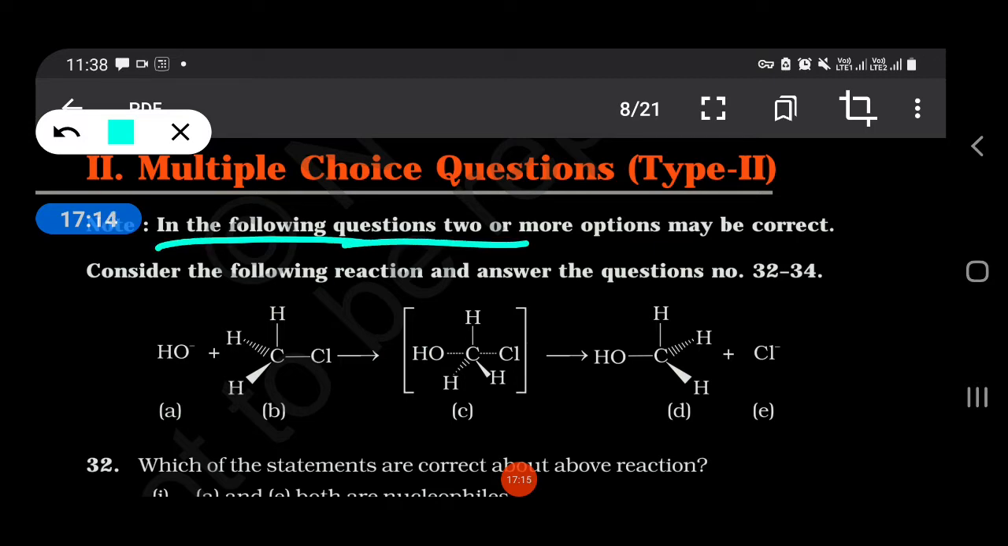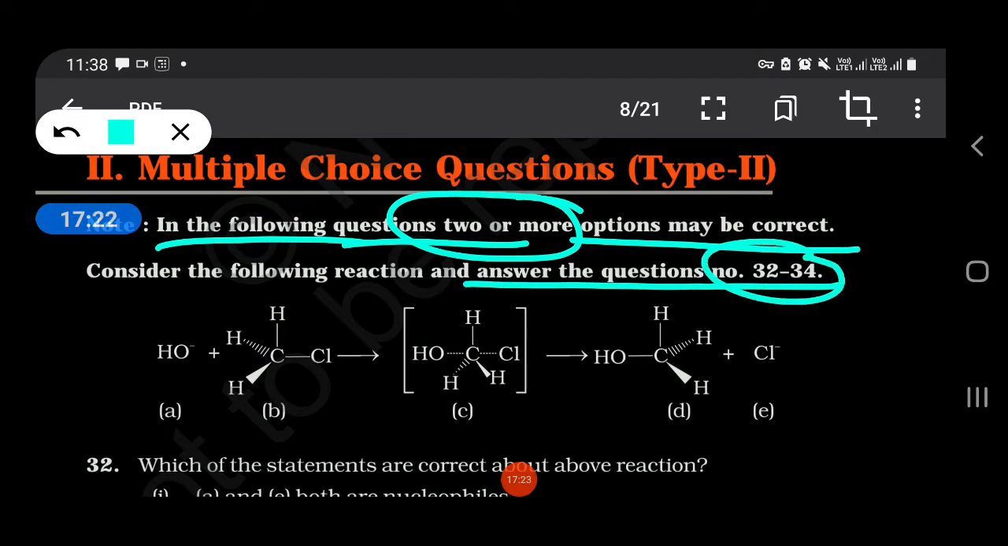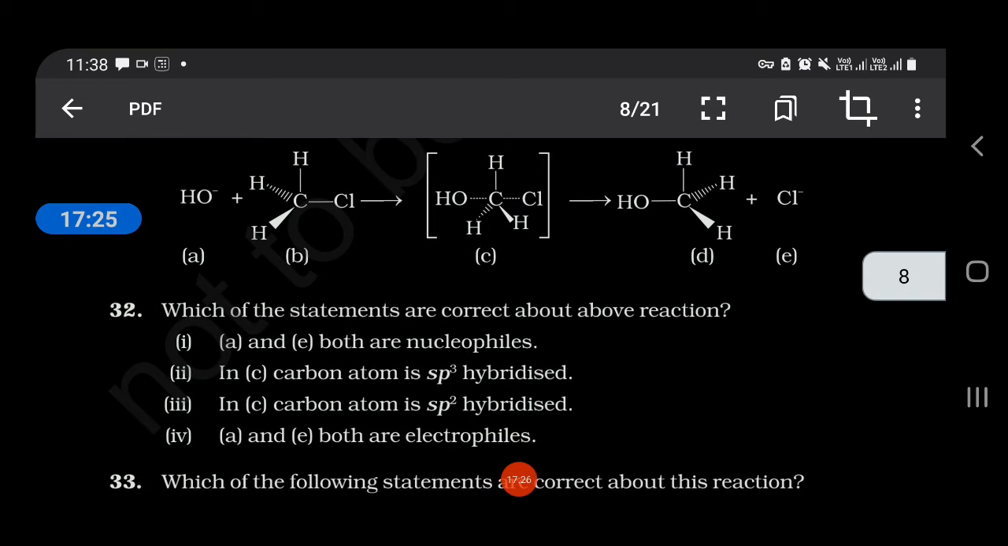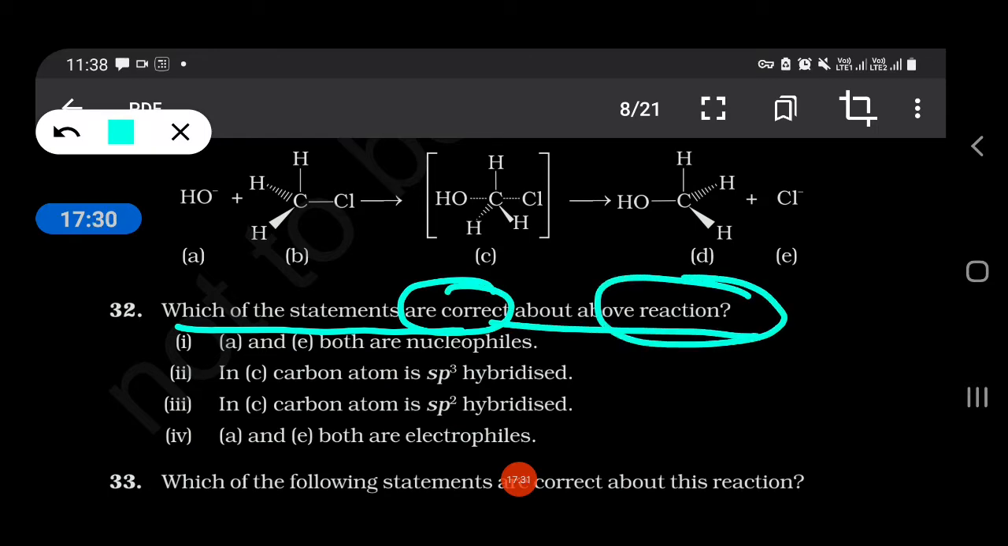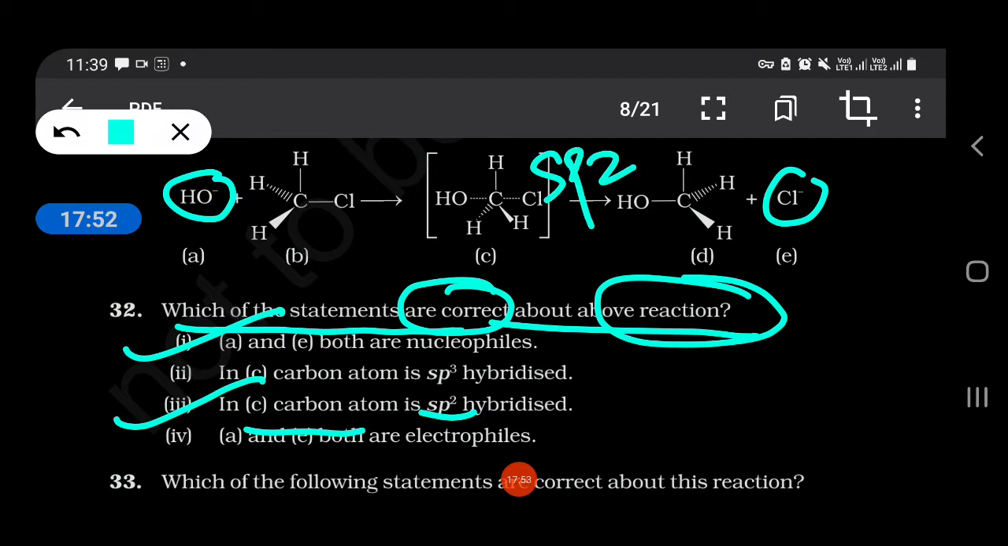In the following questions, two or more options may be correct. Consider the following reactions and answer questions 32 to 34. Which of the following statements are correct about the reaction? So our answer is A and E both are nucleophiles, because A is a nucleophile and E is also a nucleophile. And in C, the carbon atom is sp2 hybridized. C is sp2 hybridized carbon.